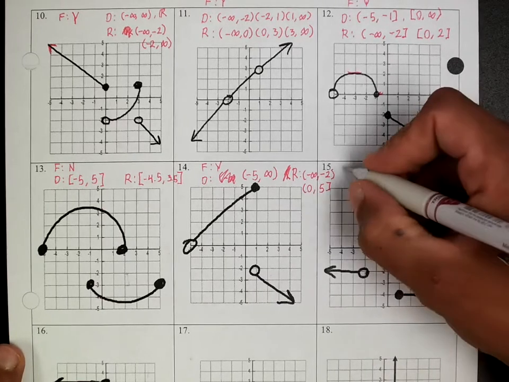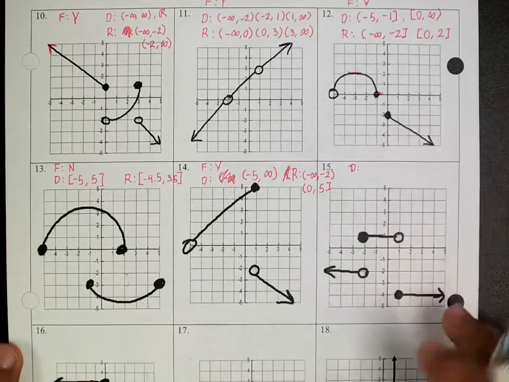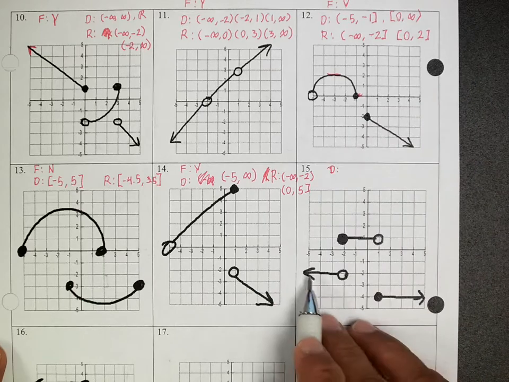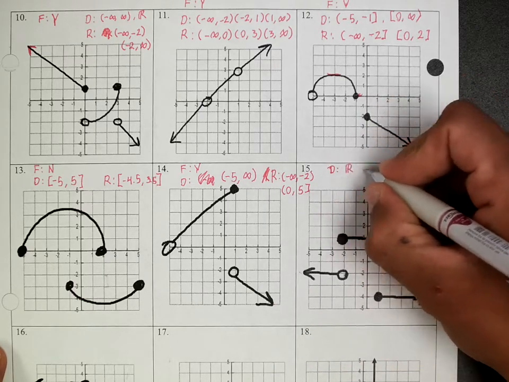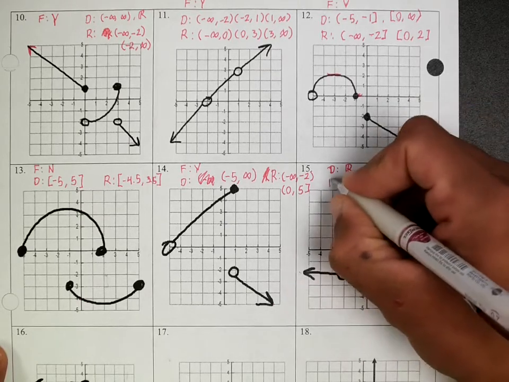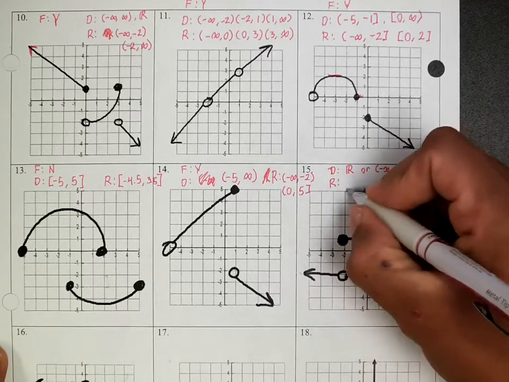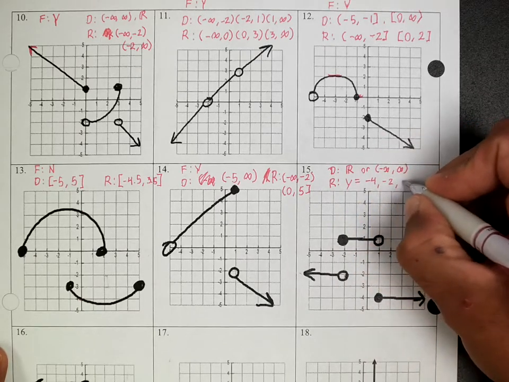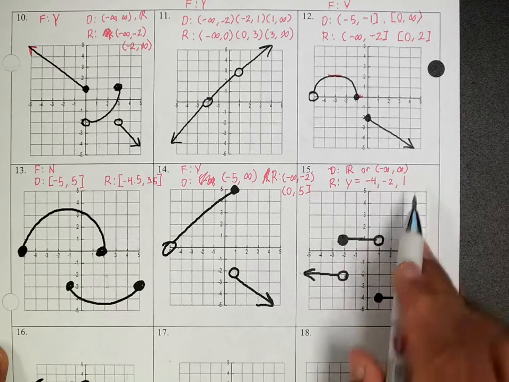Alright, this one right here is a little bit interesting. The domain, is this a function? It is. Okay, so I'm not going to write that, but it is a function. The domain would be everything from left to right, so this would be all real numbers. Remember, you can write it as between -infinity and positive infinity. The range, however, notice that you have this line, that line, and that line. Okay, so you're actually going to have y is equal to -4, -2, and 1. Alright, so again, that line, this line, and that line. That's why I put -4, -2, and +1.